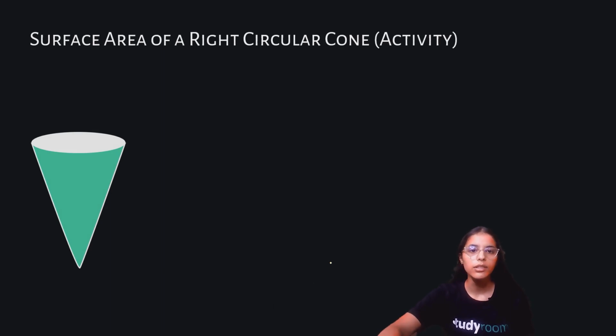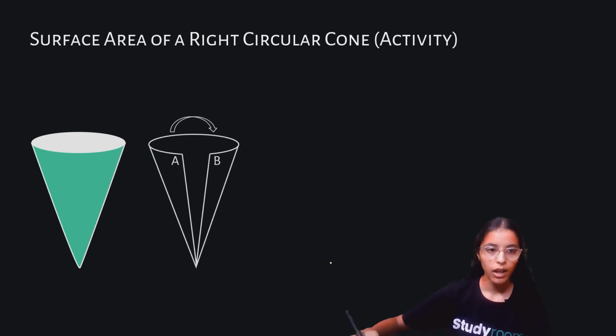Now let us find out the surface area of a right circular cone. Now this is also an activity because we cannot directly derive it. It is a complex process which you may do when you opt for higher studies in mathematics. But right now we'll do it with an activity.